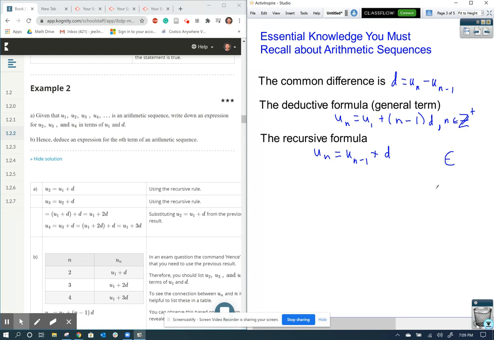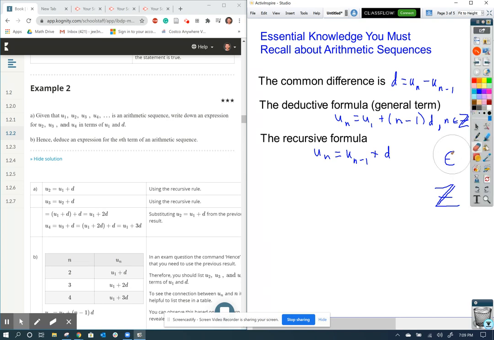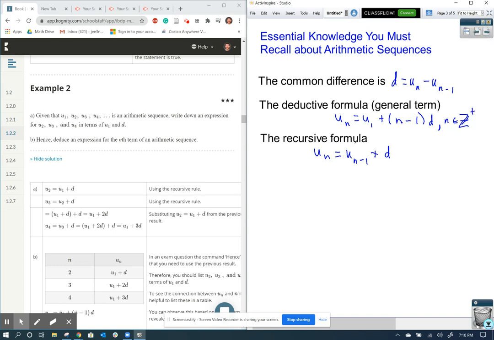And then this integer, the way that we write that is we write a big Z and we make it look bold by putting another line there, and it's always good practice to do horizontal lines with your Z. And this is positive integers, which means that it's only like 1 through infinity, no zeros and no negatives. So that's just some notation for you. We also want to know the recursive formula for arithmetic sequences.